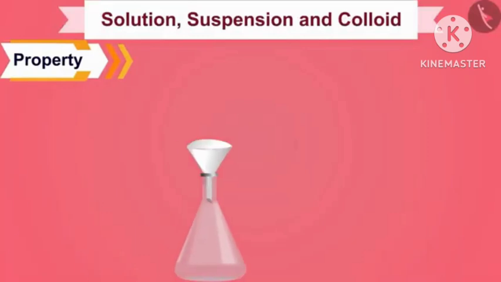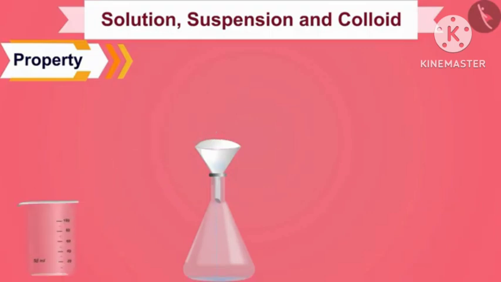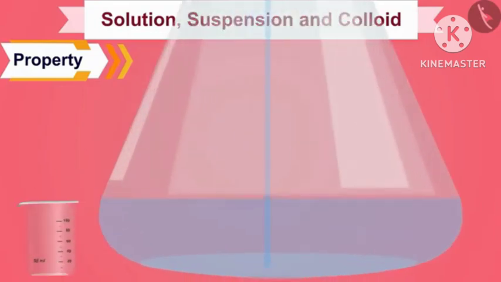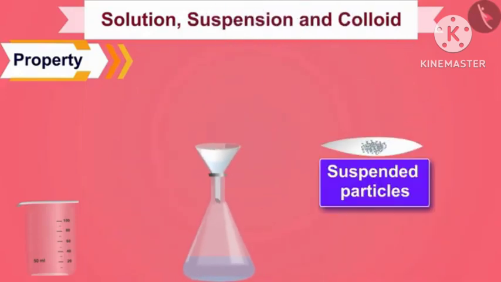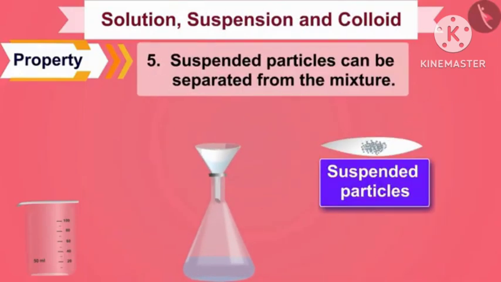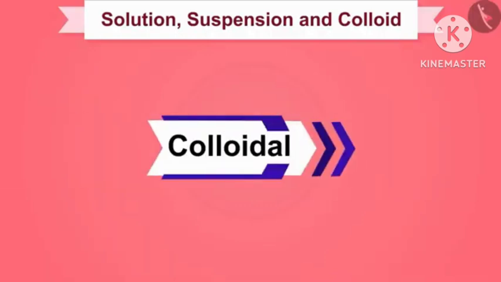Now, finally, if we filter this suspension with the help of filter paper, we can easily separate the chalk powder from water. Therefore, we can say that suspended particles can be separated from the mixture. Let us now take the last type of solution, that is, learn about colloidal solution.